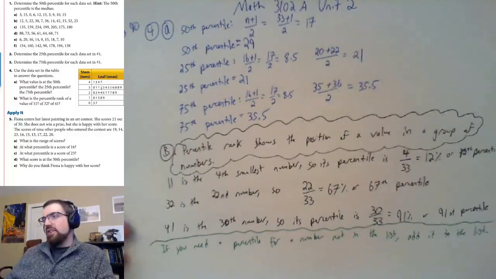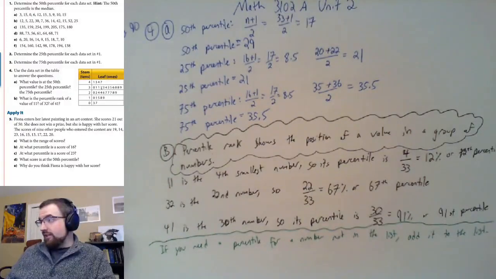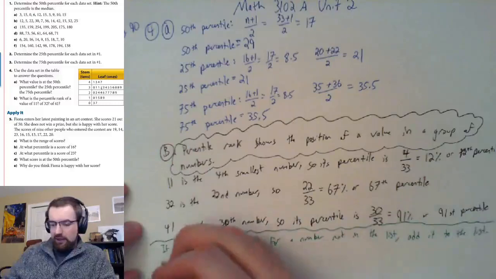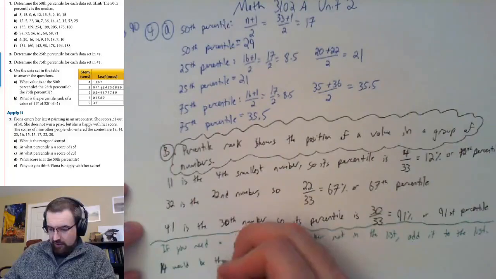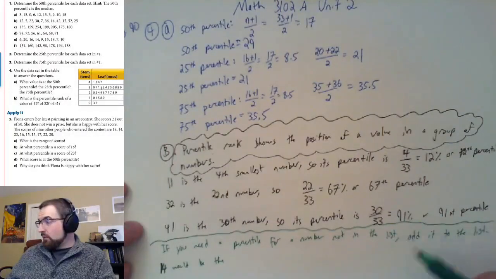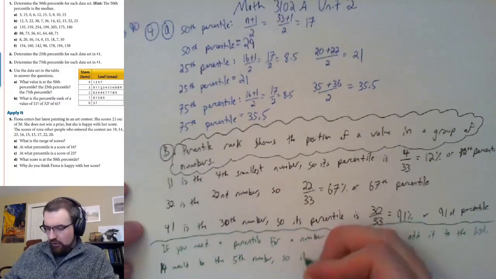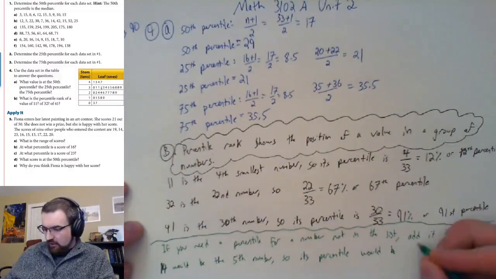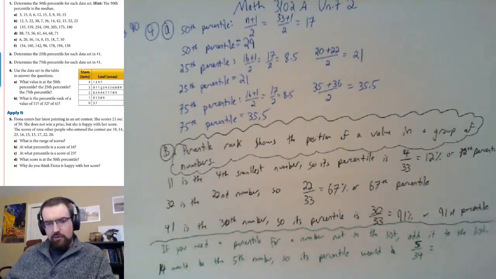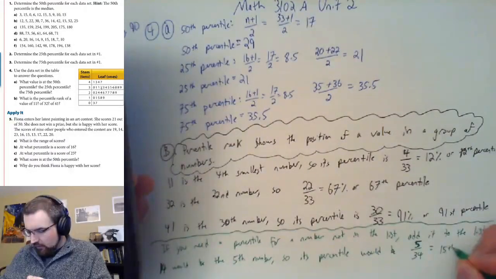Right? So if you need a percentile for a number that's not in the list, which you may see, you have to add it to the list. Like say here, I wanted to find 14. So 14 would be the 1, 2, 3, 4, would be the fifth number. So its percentile would be 5 out of 34 now, not out of 33, 5 out of 34, which would equal 15 percentile.